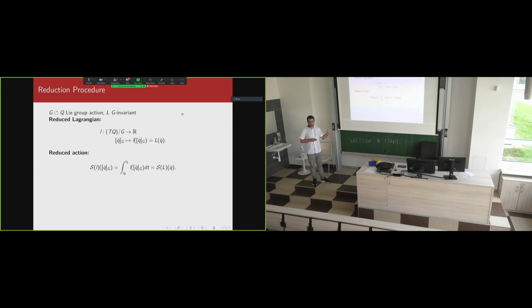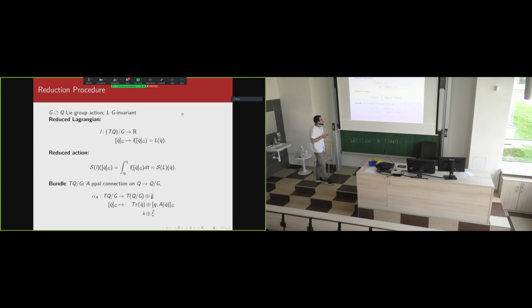Well, so now we are going to reduce this with the action of a group G, which is going to be the group of symmetries of the system. So we have a Lagrangian which is G-invariant, and then we can define a reduced Lagrangian, which is in the quotient of the tangent bundle. I haven't said that, but the group is going to act freely and properly, so that we are going to have a nice quotient here. It's going to be a manifold again. And we can define a reduced action.